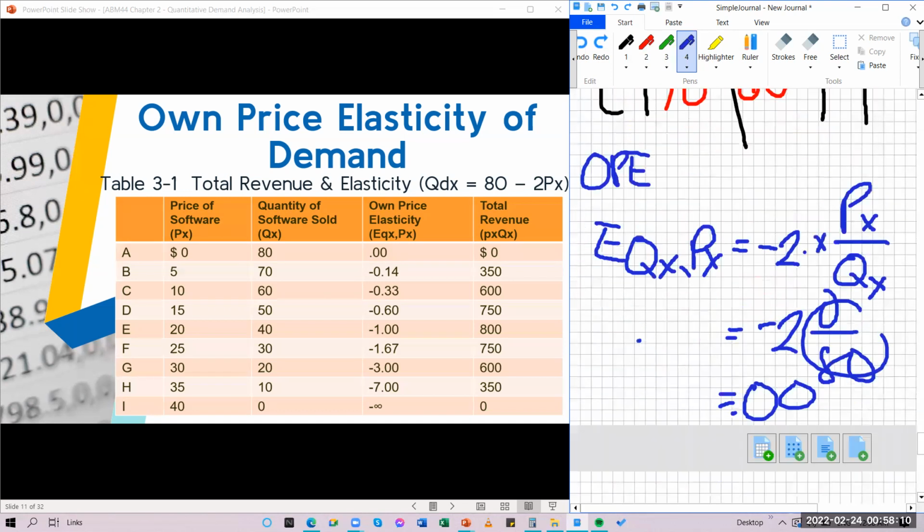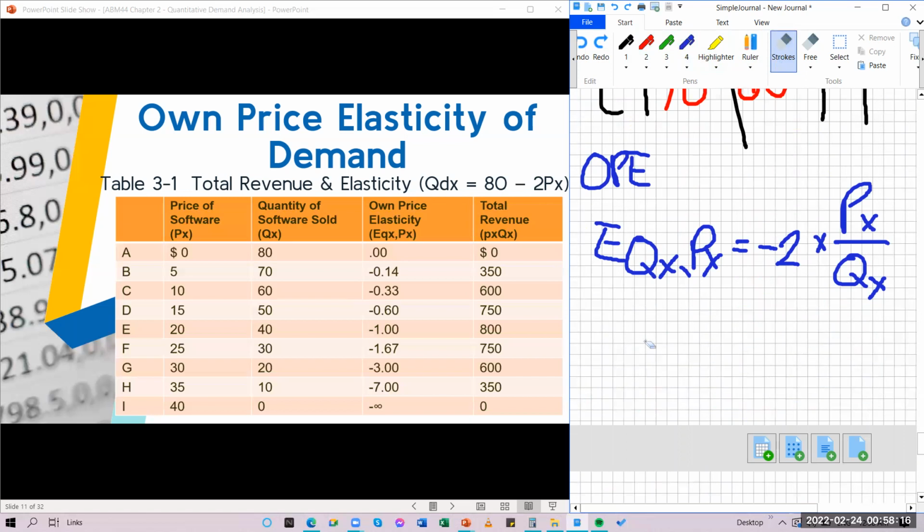So let's continue. How about the next? Okay, the next given. We use the same formula, and next we substitute the amount. So equals negative 2 multiplied by the price of 5 over the quantity, which is 70. As you can see in the graph, 5 and 70. So how much would this be?